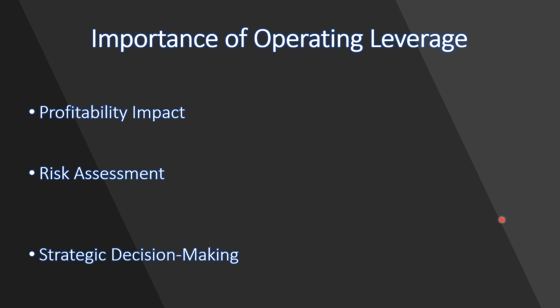Strategic decision making. Understanding a company's operating leverage is crucial. Companies with high operating leverage may need to be cautious about taking on additional fixed cost as they will be more exposed to downturn in sales. Conversely, companies with low operating leverage may have more flexibility to adapt to changing market conditions.